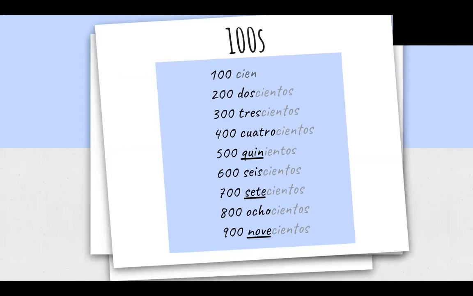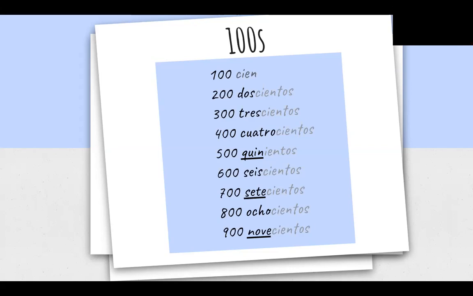So 200, doscientos. And that's going to be the pattern for pretty much all of the hundreds, with the exceptions of 500, 700, and 900, which you would see on this screen underlined for a reason. 300, trescientos. 400, cuatrocientos. 500, it is not cincocientos. That does not exist. This number breaks the rule. So you need to memorize that 500 in Spanish is quinientos, all right?